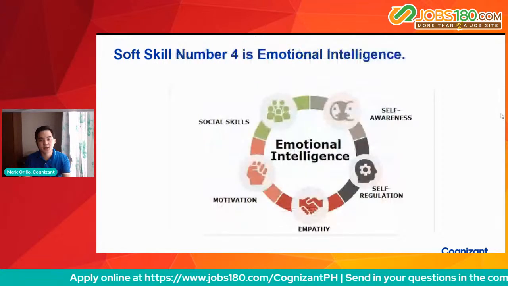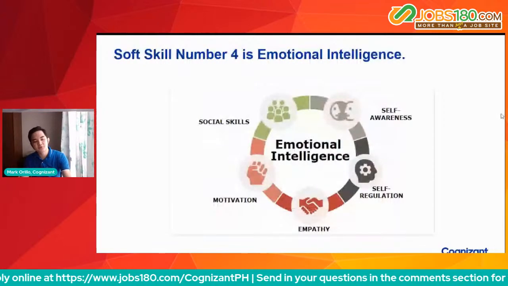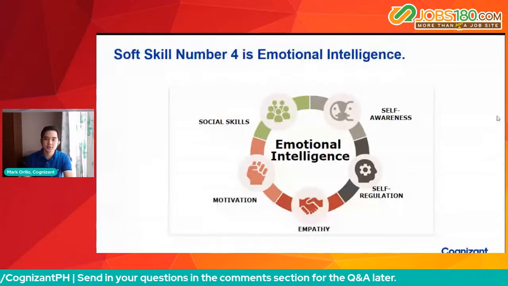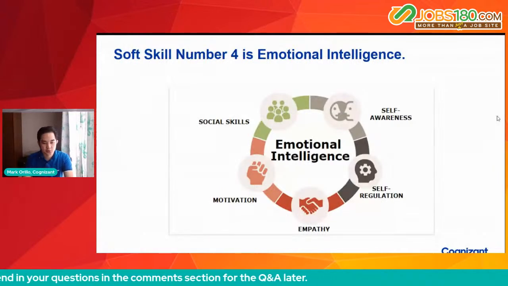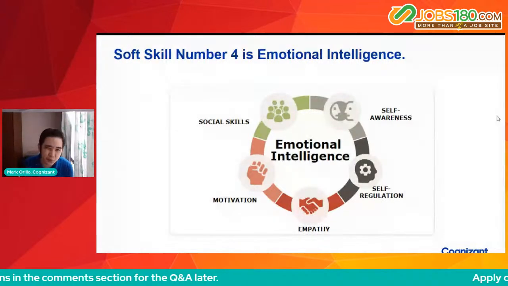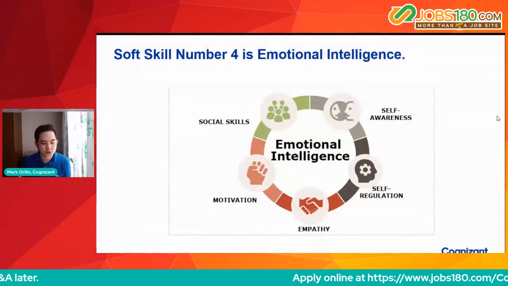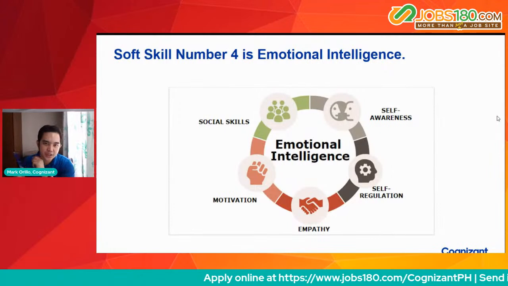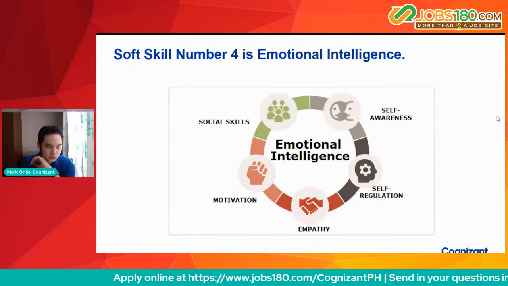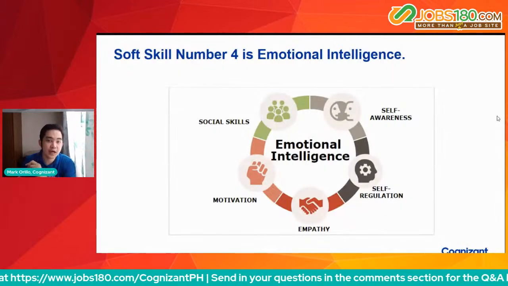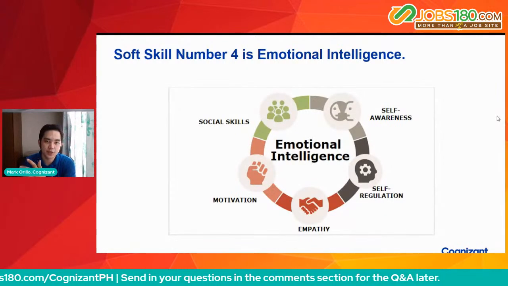necessary. Okay. So soft skill number 4, that would be the last skill that I'm going to discuss, the emotional intelligence. So, sir, why is it important in the workplace? If you don't know what EQ is, or emotional quotient, it's your ability to read the room, to sense and perceive the emotions and reactions of those around you in the office.